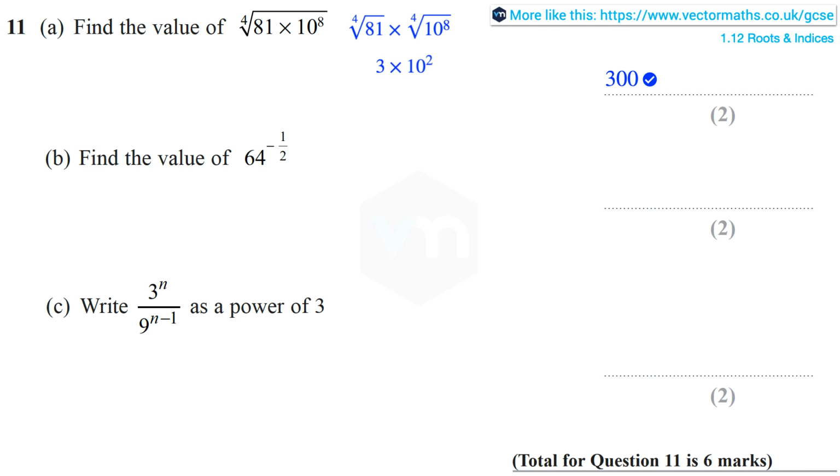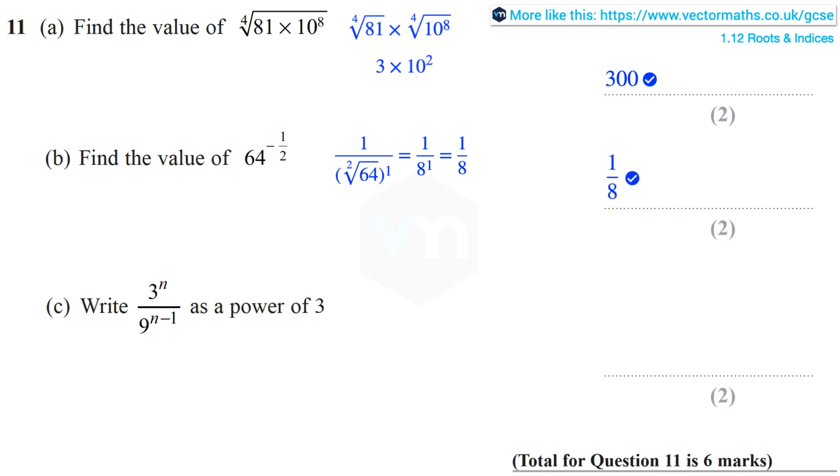In part B, we need to find the value of 64 to the power of negative 1 half. Well, that's the same as 1 over 64 to the power of a half, which we can also write as 1 over the square root of 64 raised to the power 1. So this equals 1 over 8 to the power 1, which equals 1 eighth.